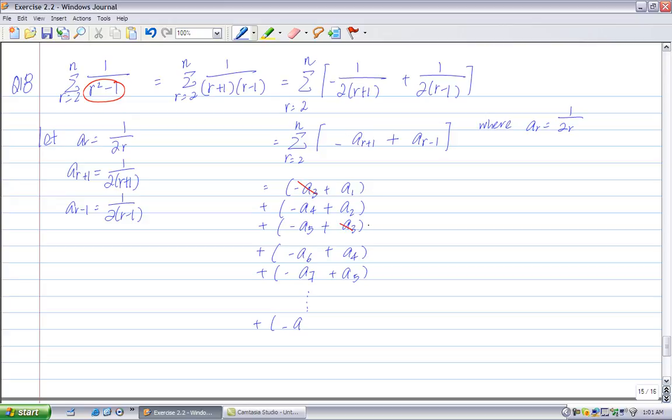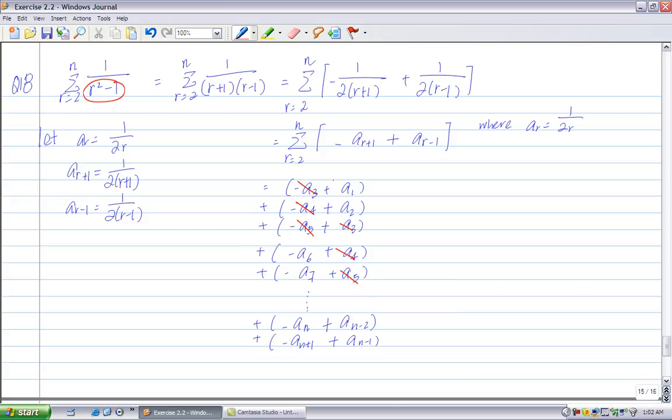A_n. So let this be the n minus 1 set. When r equals to n minus 1, then you have minus A_n plus A_(n-2). And finally, when r equals to n, you get minus A_(n+1) plus A_(n-1). So if you look at how the terms cancel out each other, they cancel out kind of diagonally, but in alternating rows. So eventually the minus A4 and A4 will still cancel out each other.